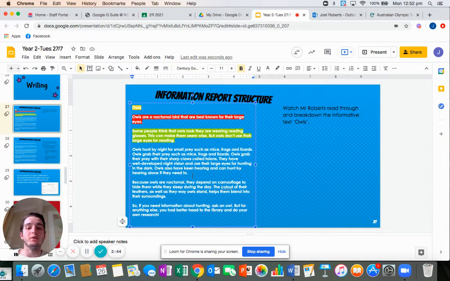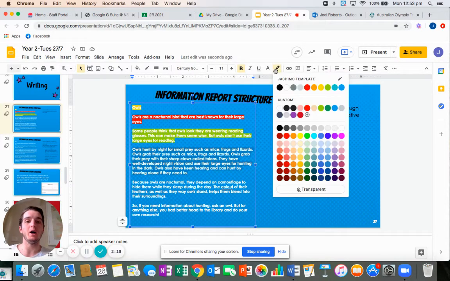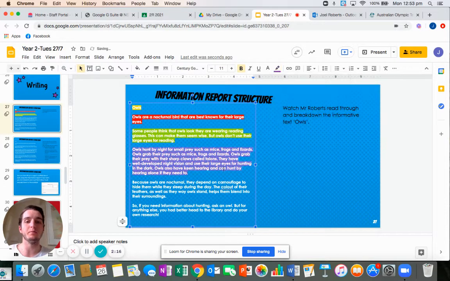The next one says, owls hunt by night for small prey such as mice, frogs, and lizards. Owls grab their prey with their sharp claws called talons. They have well-developed night vision and use their large eyes for hunting in the dark. Owls also have keen hearing and can hunt by hearing alone if they need to. Okay, so this paragraph is talking about its prey, or what the owl eats and how it gets its food. So we can see that that is a group of information as well. I'm going to highlight that one.